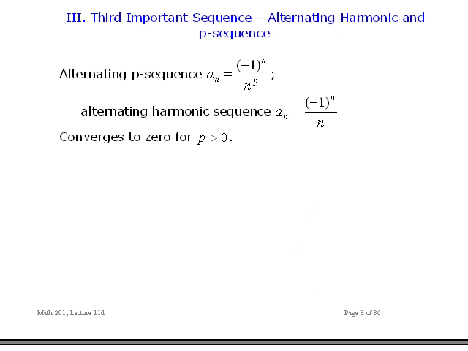Here's a third important sequence, the alternating harmonic and p sequence. The alternating p sequence is a_n equals minus 1 raised to the nth power over n to the p. So this is just the p sequence with the terms alternating minus 1, plus 1, minus 1, plus 1, that is, multiplying the terms. The alternating harmonic sequence is the same with p equal to 1. So here's your alternating harmonic sequence. Both converge to 0 for p greater than 0.